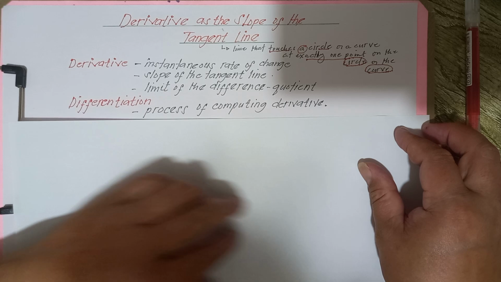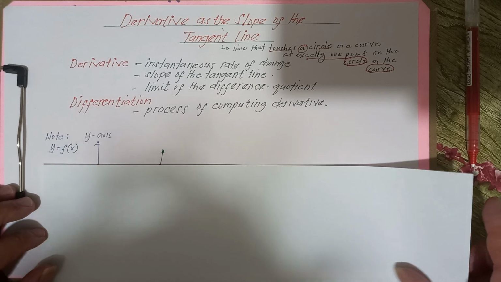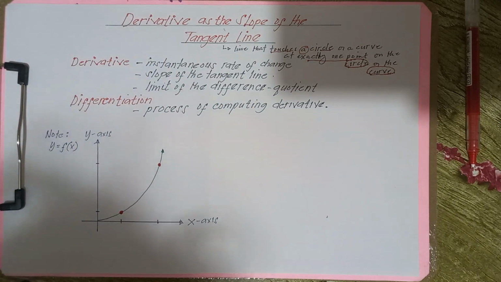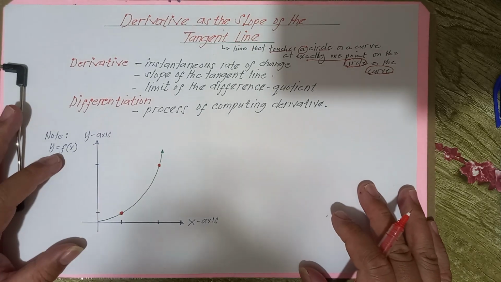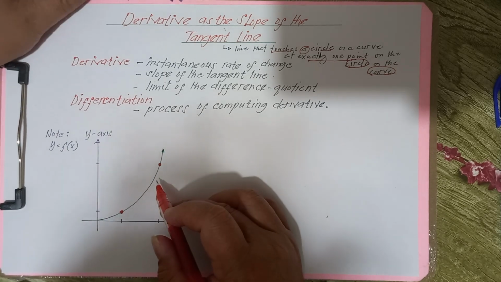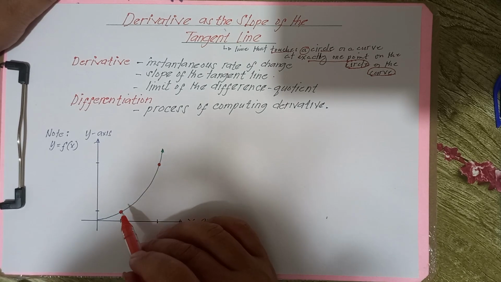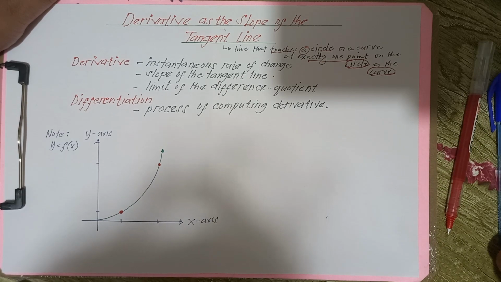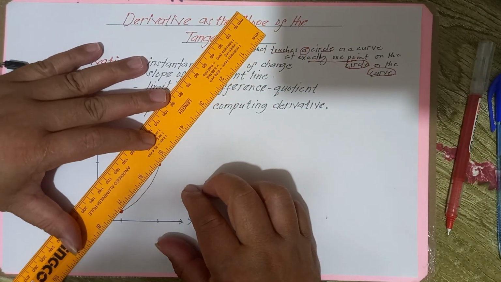Now, to illustrate this one, allow me to show this simple illustration having the curve on the Cartesian plane. Notice that I have here a Cartesian plane and of course a curve with color green. Now notice that when I locate two points on a curve and connect them, definitely it will create a line.